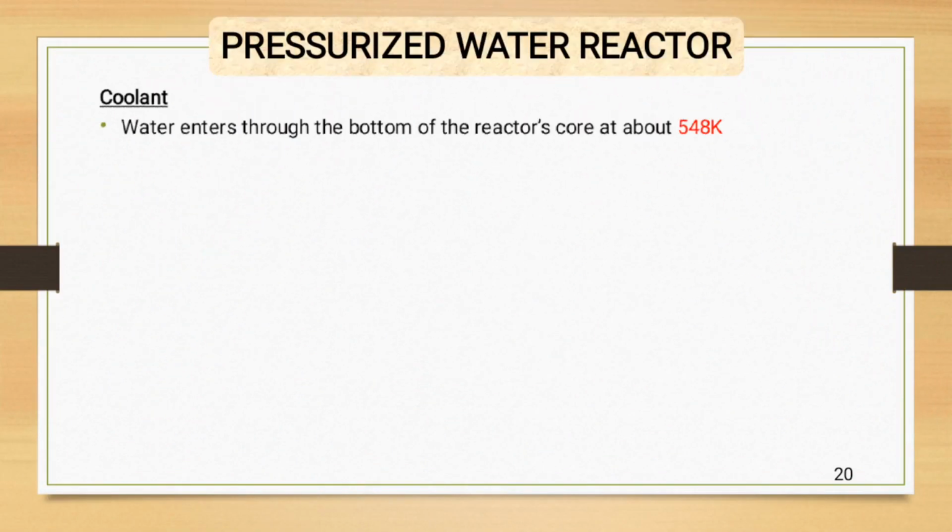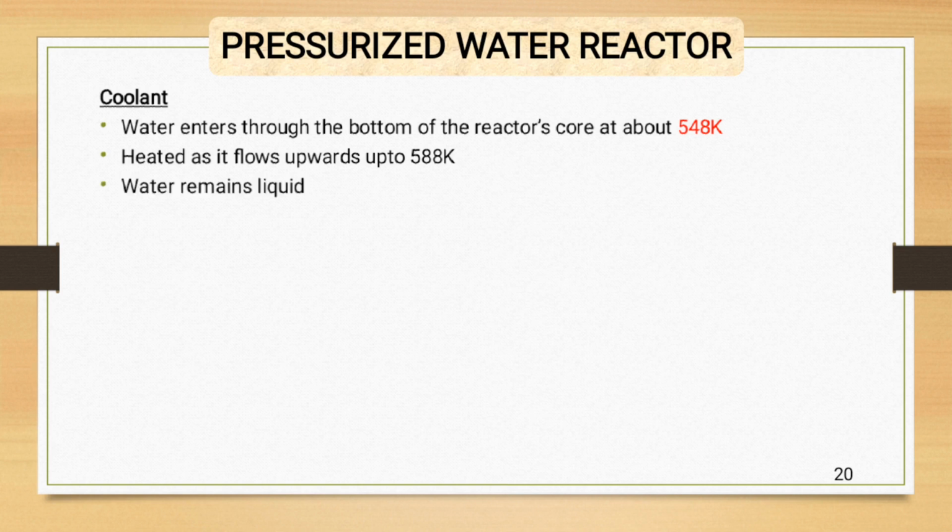The coolant water enters through the bottom of the reactor core at about 548 Kelvin and is heated as it flows upward up to 588 Kelvin. This is a very high temperature. Water remains liquid because we have applied 150 atm pressure. At high pressure, it does not allow the water to boil at high temperature.